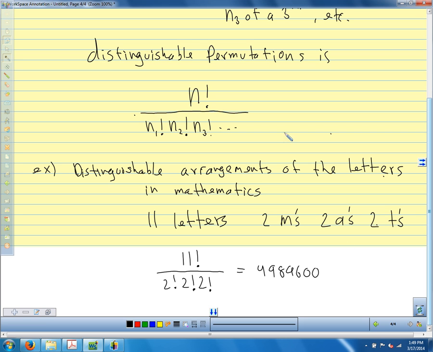So the distinguishable permutations come up when we have repeated elements in our set. And dividing by these 2 factorials takes into account the number of ways we could arrange those that don't make it different.